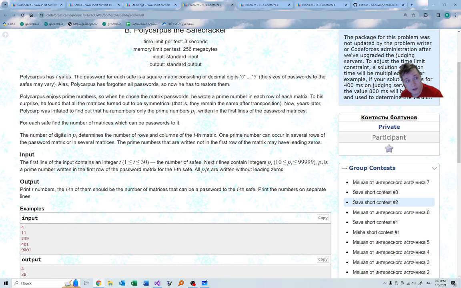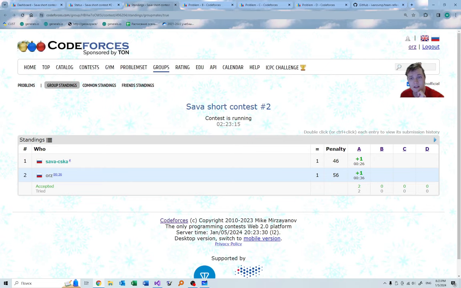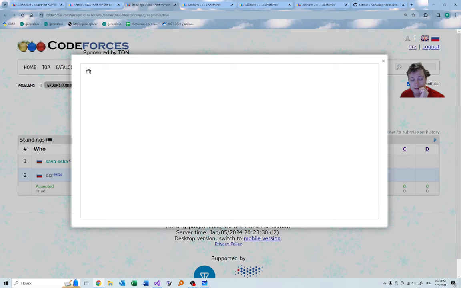Okay, Polycarpus has T safes. Each of them is a square matrix. Did you also get wrong answer 16? Okay, this is unknown.